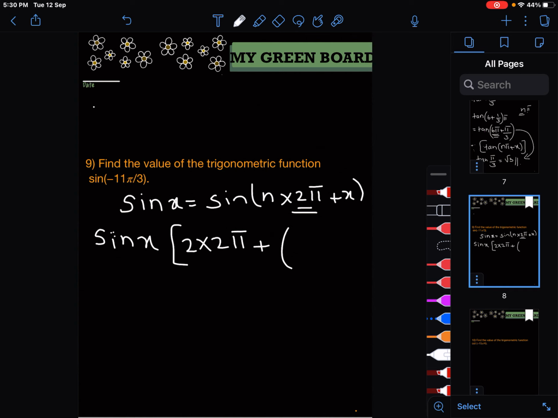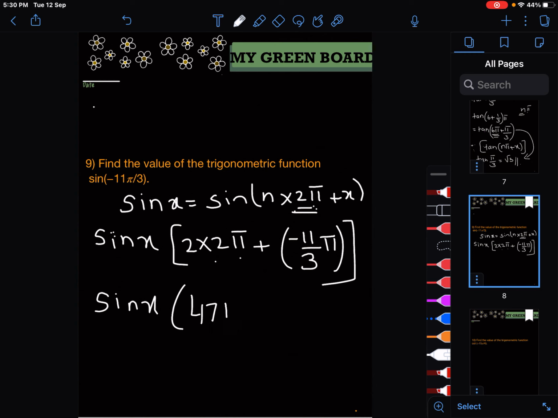We have to write it in terms of multiples of 2 pi. Now I am getting this answer as minus 11 by 3 pi. Minus 11 pi by 3 is your question. So I am writing in terms of multiples of 2 pi, because sine repeats after every 360 degrees, that is 2 pi. So sine x will become 4 pi minus 11 pi by 3.